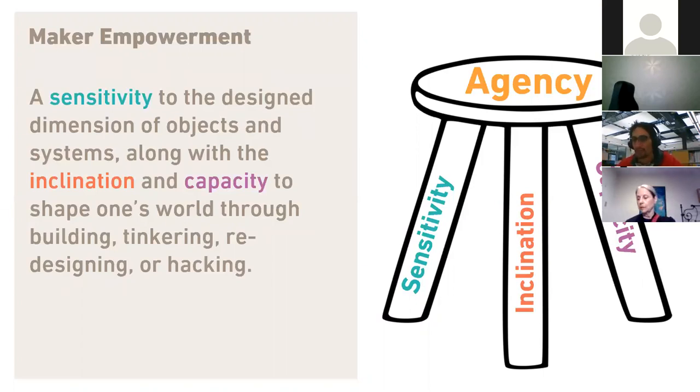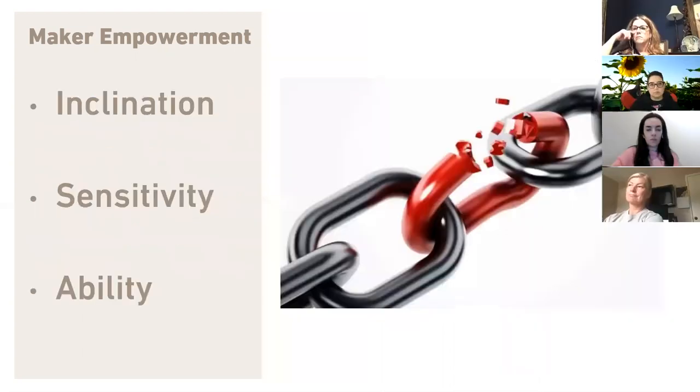If they're missing just one of them, they will not get on their bike. If they're not motivated to do it, they'll not do it. If they don't know how to do it, they won't do it. And if they don't know when they can go for a bike ride, they won't do that. And we'll see that explored in different capacities. So that's maker empowerment: inclination, sensitivity, and ability.